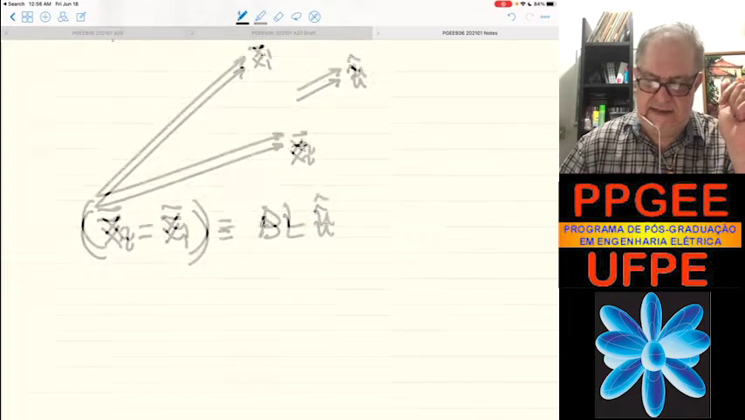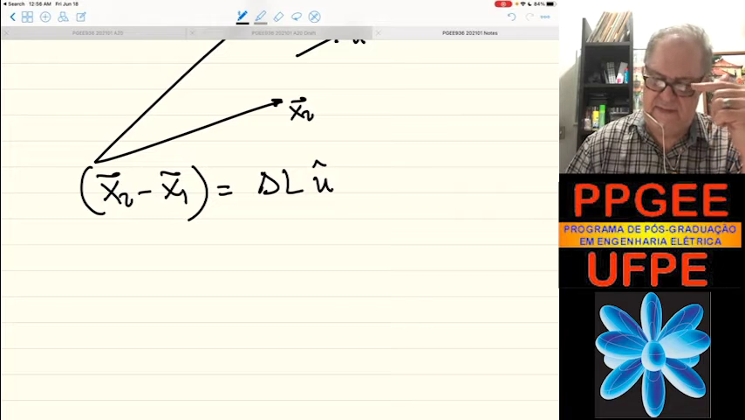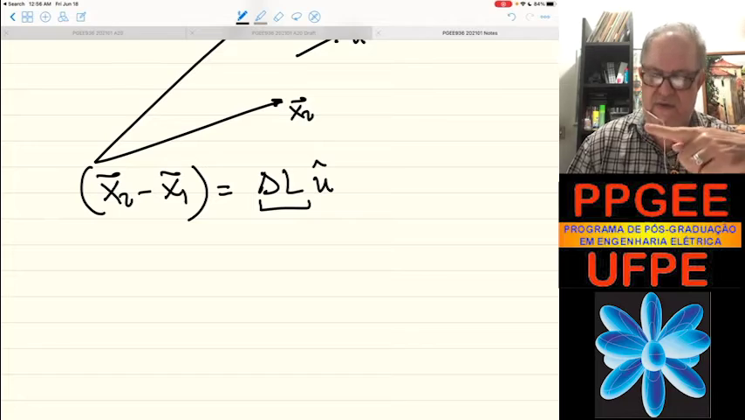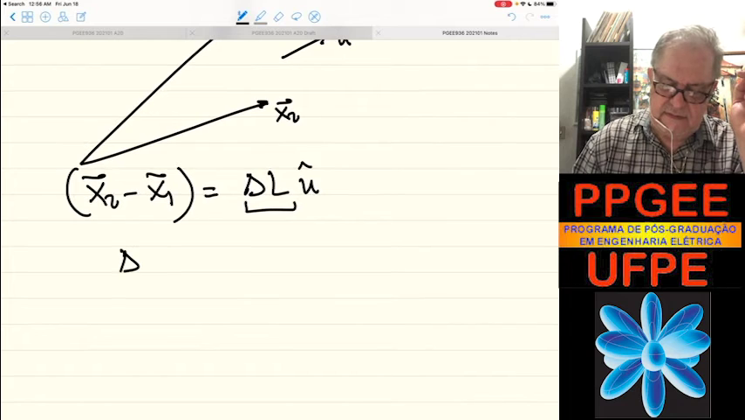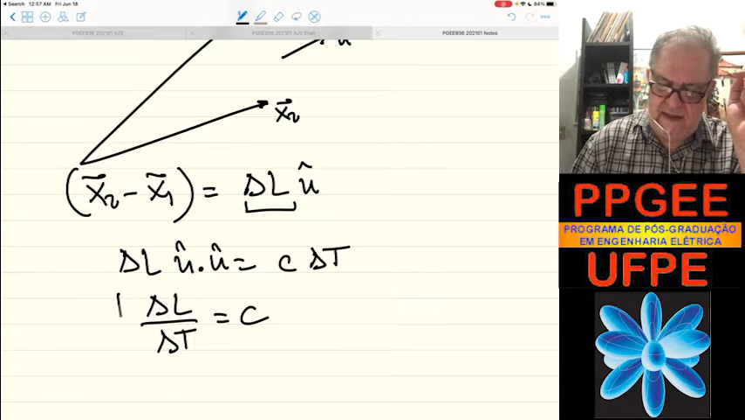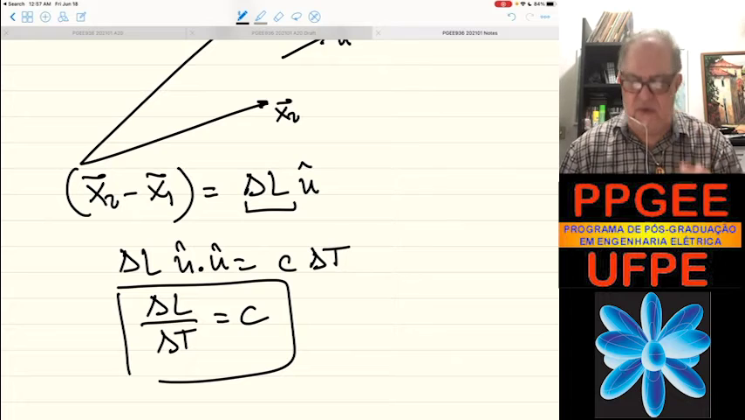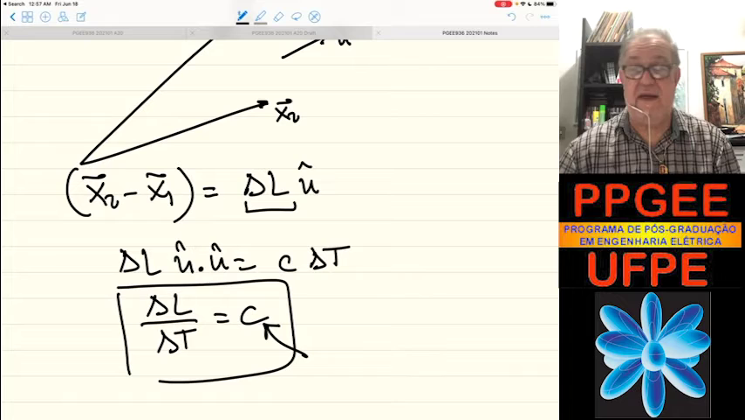So that means that the locus of points x2 and the locus of points x1 have a time difference, delta t, and the distance between those surfaces, delta L, along the u direction. So I'm going to have delta L, u dot u, equals c delta t. So in other words, delta L over delta t equals c. So the surface has to move along the direction of u with the velocity c. Okay?